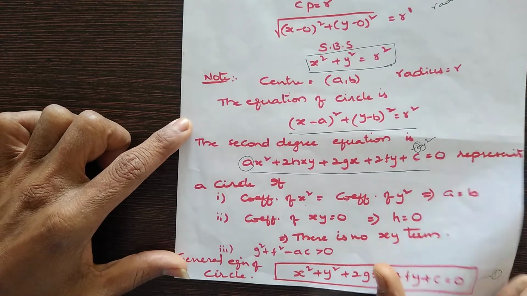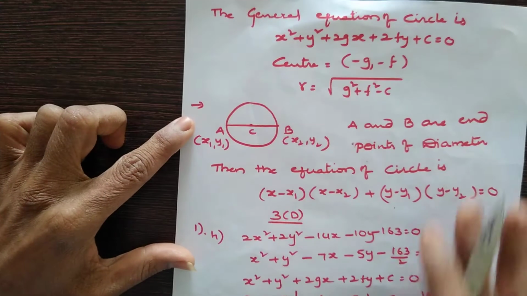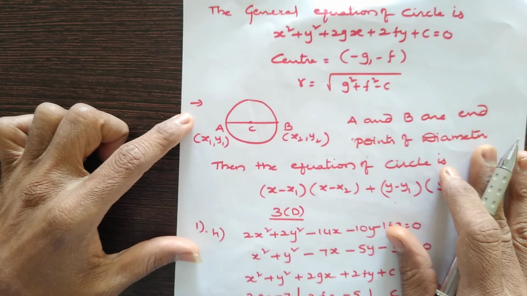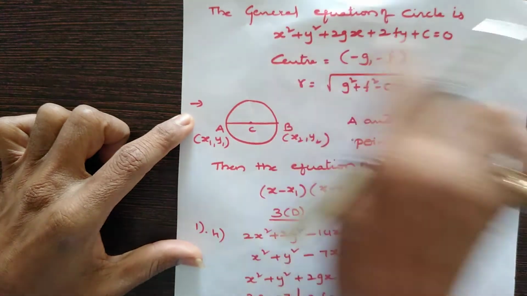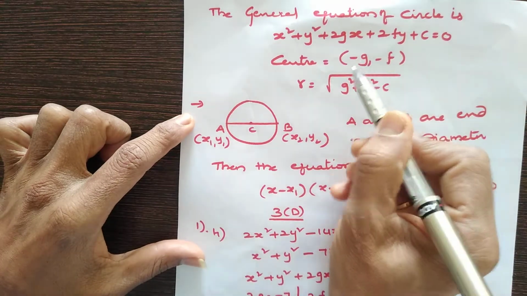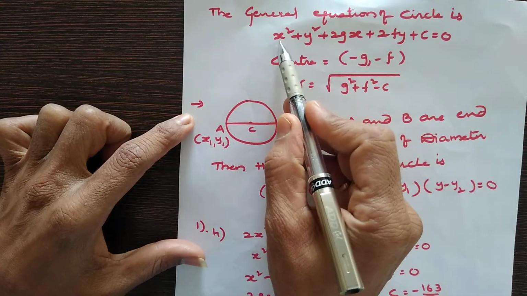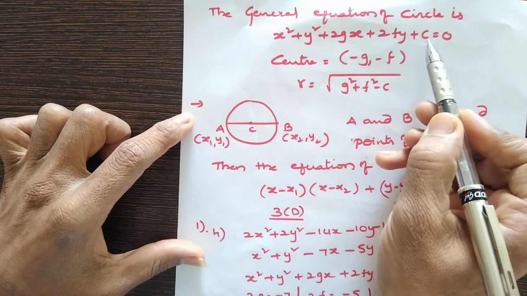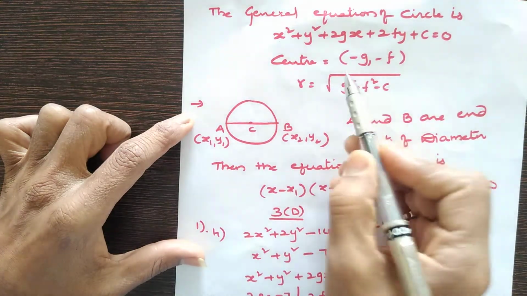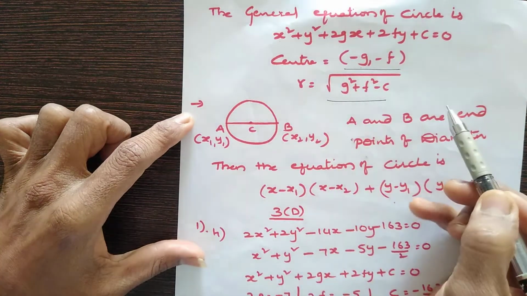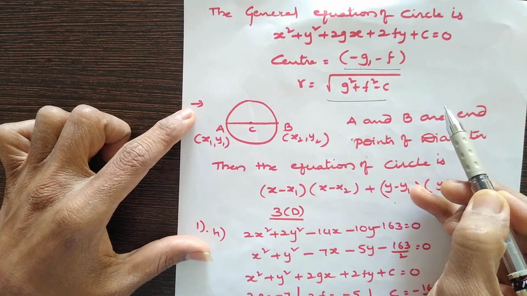Now, in the general equation of the circle, suppose a question is given and they are asking us to find the center and radius. See here, the formula: if it is in the form x square plus y square plus 2gx plus 2fy plus c is equal to 0, then the center will be (minus g, minus f), and the radius is the square root of g square plus f square minus c.